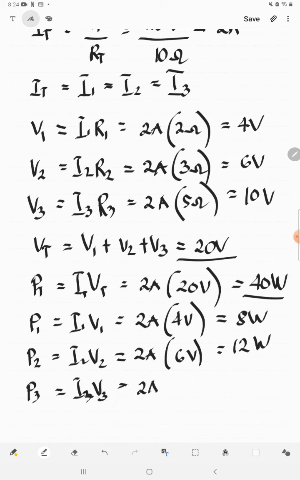So 2 amperes times 10 volts is simply equal to 20 watts. Okay, so you will see here that the total power is simply the addition of P1 plus P2 plus P3, which is simply equal to 40 watts.